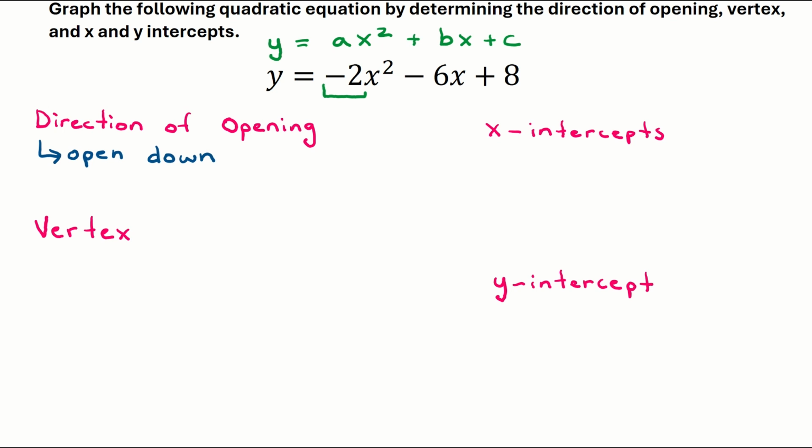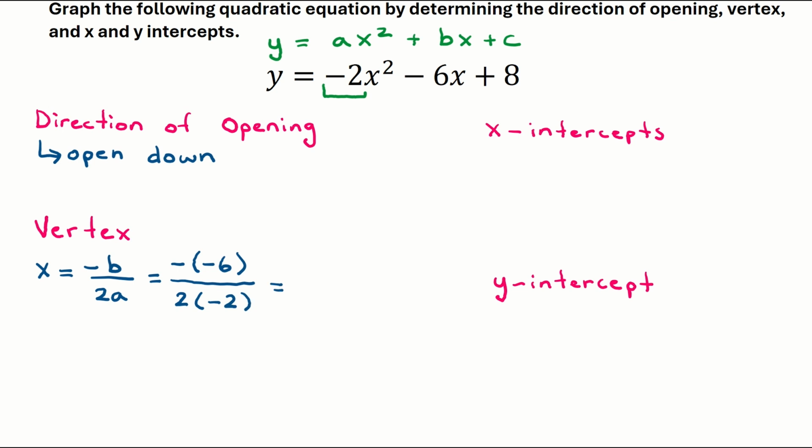Then we get to our vertex. How we determine our vertex is by using the formula for the axis of symmetry. And that formula is x is equal to -b over 2a. So let's plug in what we know. We know that our b is -6, so negative times -6 over, and our a is -2, so 2 times -2.